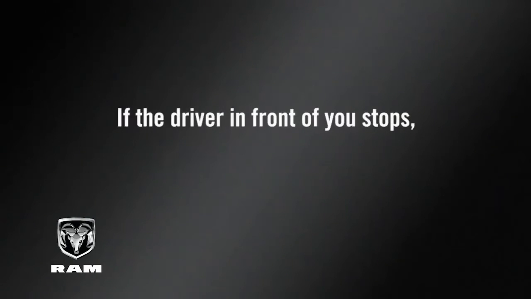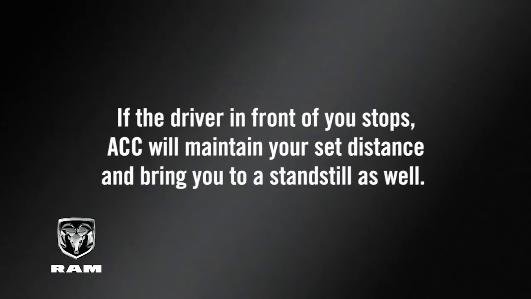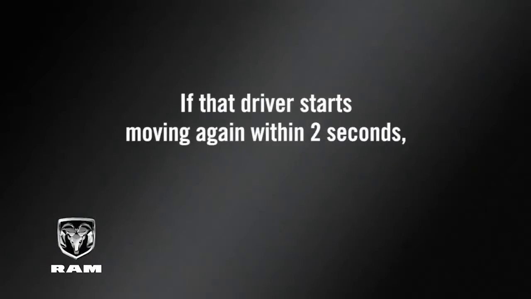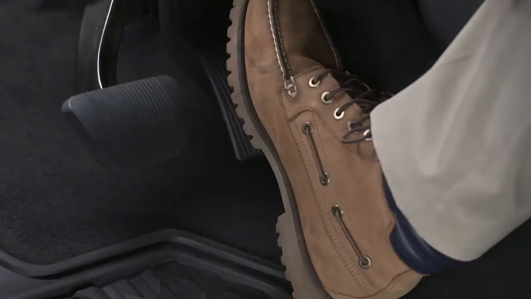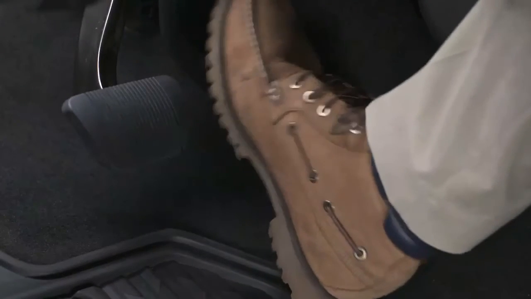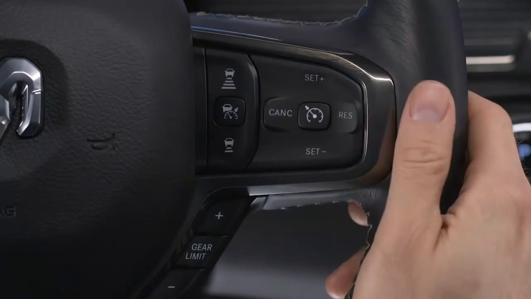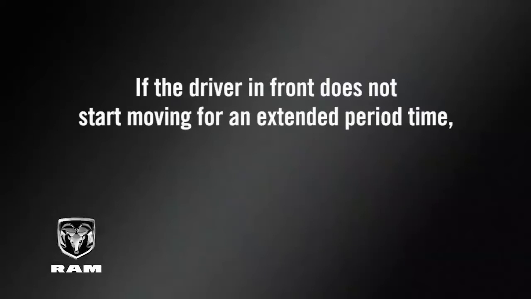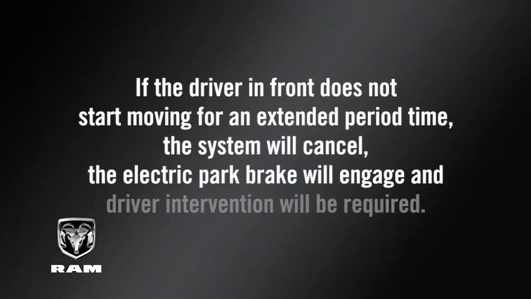Now, if the driver in front of you stops, ACC will maintain your set distance and bring you to a standstill as well. If that driver starts moving again within 2 seconds, you'll resume motion without the need for driver interaction. If ACC stops you for more than 2 seconds, you'll have to tap the accelerator pedal or hit the resume button on your steering wheel to start moving again. If the driver in front does not start moving for an extended period of time, the system will cancel, the electric park brake will engage, and driver intervention will be required.